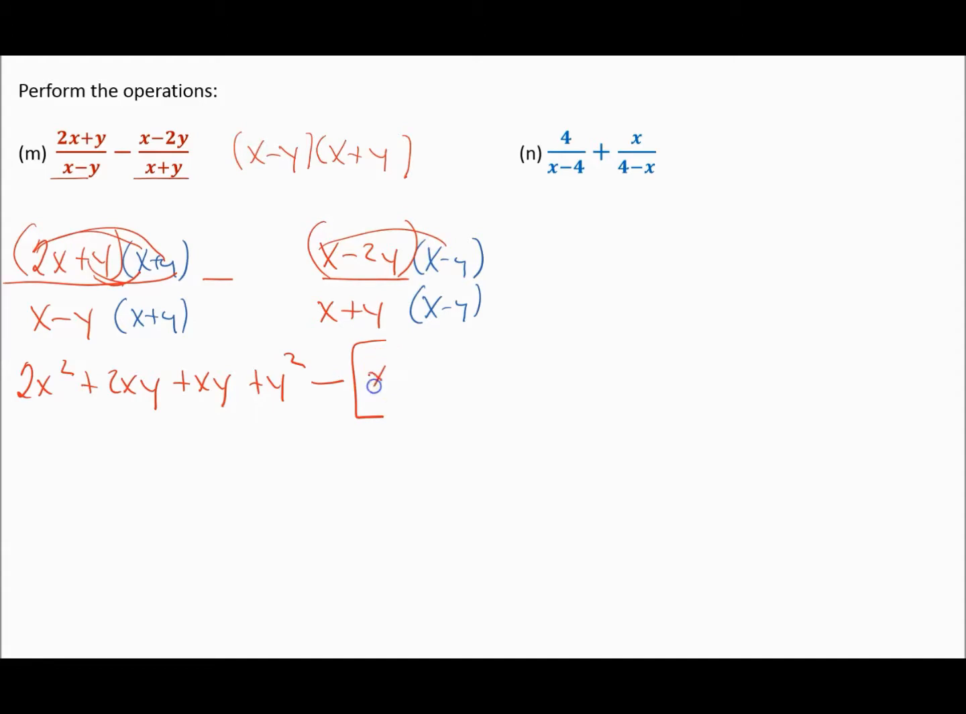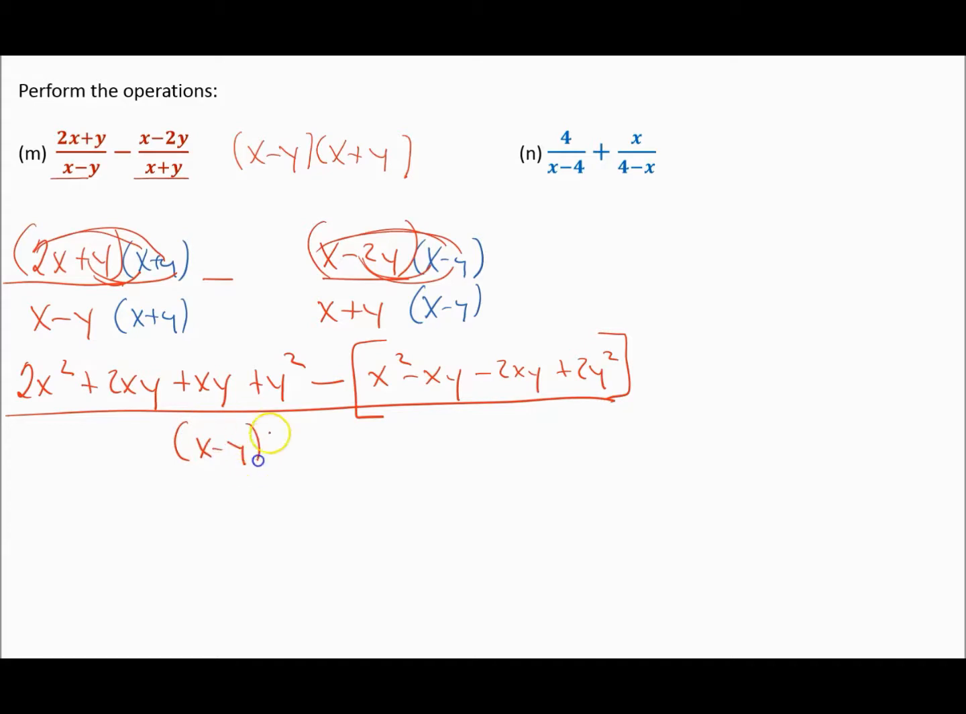x times x is x squared. x times negative y is negative xy. Negative 2y times x is negative 2xy. And negative 2 times negative y is plus 2y squared. And that's all over our common denominator, and there's no need to multiply that out. x plus y times x minus y.